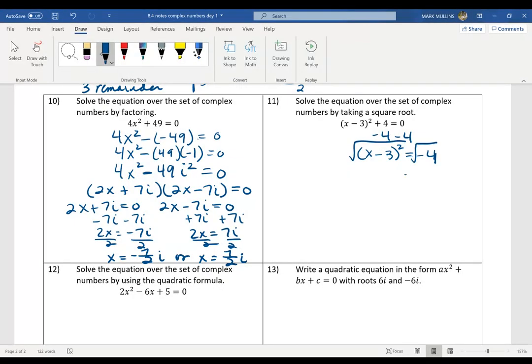So when I have the square root of negative 4, hopefully you remember from yesterday that that's just 2i. The square root of 4 is 2, and then if we have a square root of a negative, we have i. On my other side, I have an absolute value of x minus 3. To get rid of the absolute value signs, I get a plus or minus. So x minus 3 equals plus or minus 2i. And then I would add 3 on both sides. So x equals 3 plus or minus 2i.